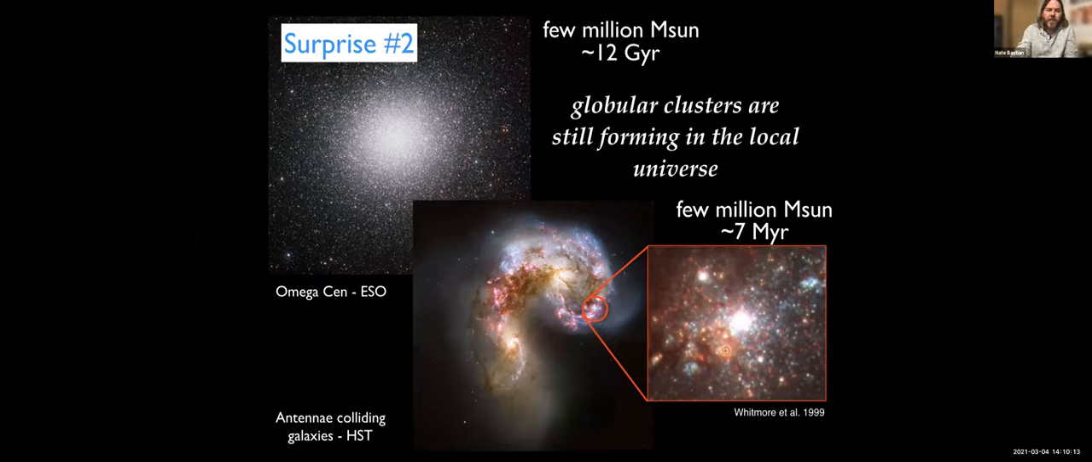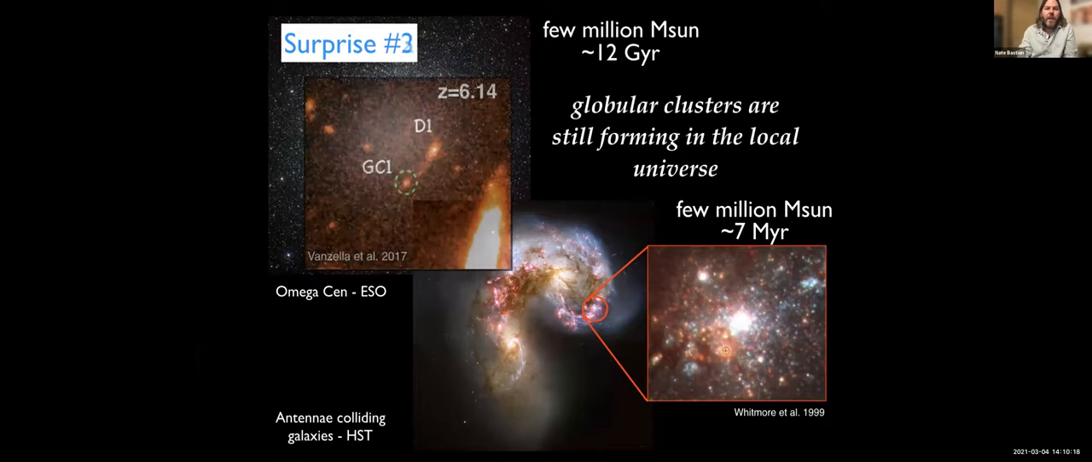And that leads me to surprise number three, which is in fact a bit of an anticlimax: in the past few years, due to gravitational lensing and really deep surveys, again with HST, we're actually starting to see classic globular clusters forming at high redshift. This is an example from Vanzella and collaborators of a globular cluster forming at redshift 6.14. And what's surprising about this is that there's nothing surprising. It looks exactly like any young massive cluster that we observe in the Antennae or anything else. There's no property that stands out in any way that shows that this might be different.